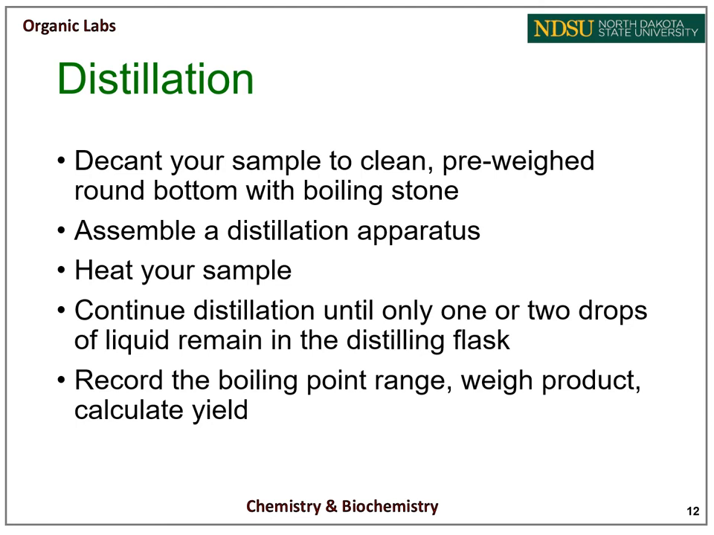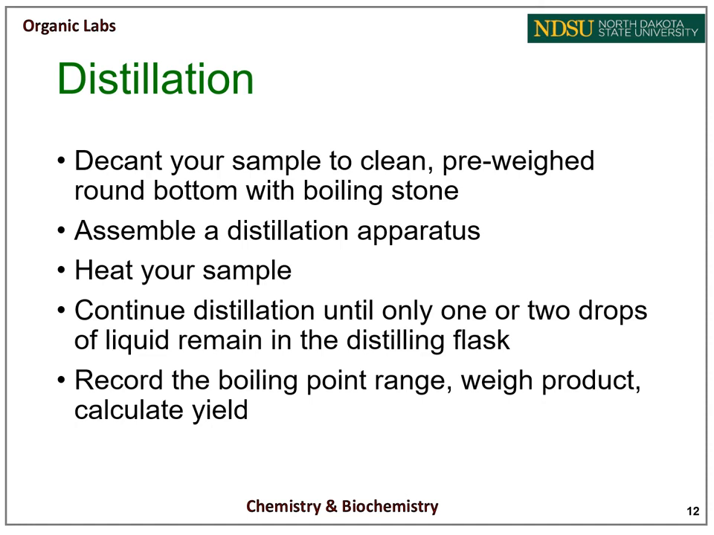First, you will decant your crude product from last week into a clean pre-weighed round bottom. Make sure you do not pour any of the drying agent into the round bottom. You will then assemble the distillation apparatus as described on the last slide. You will begin heating your sample to 140 degrees Celsius, which is the boiling point of isopentyl acetate.